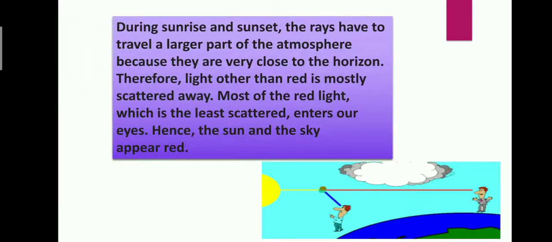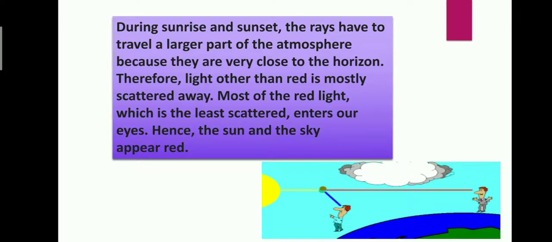So what happens during sunrise and sunset? The rays have to travel a larger part of the atmosphere because they are very close to the horizon. Therefore, light other than red is mostly scattered away. Most of the red light, which is least scattered, enters our eyes. Hence the sun and the sky appear red.